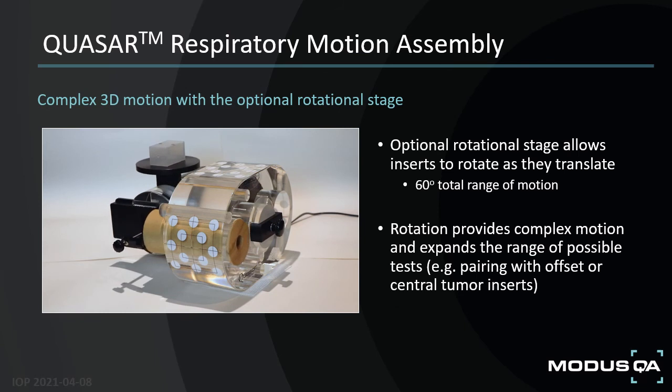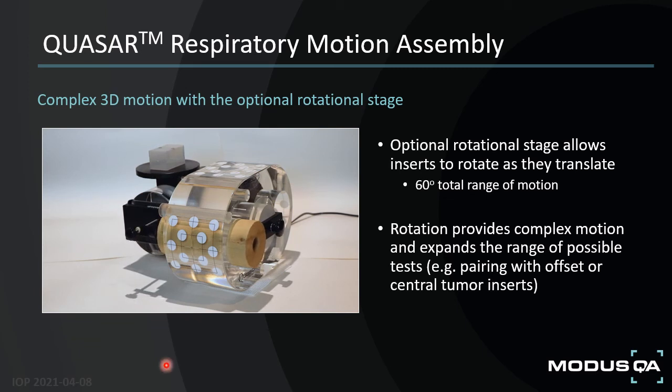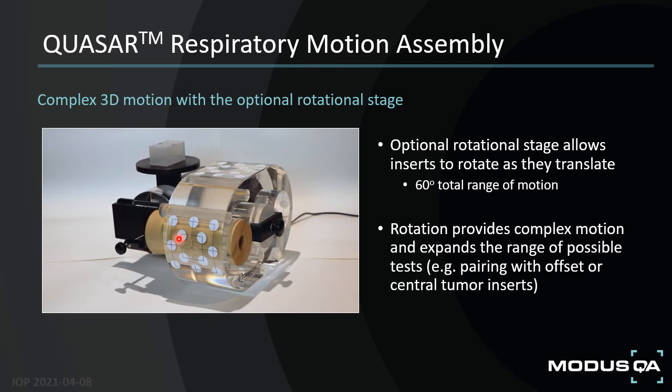The last feature that I wanted to highlight for the QUASAR Respiratory Motion Assembly is its ability to add 3D rotational motion to the setup with the inclusion of the optional rotational stage. So instead of just having that 2D translational motion of the insert moving anterior to posterior, going in and out of the phantom body as you can see here, the optional rotational stage will allow the insert to rotate as it translates. As you can see in the video, it will translate and rotate at similar times.